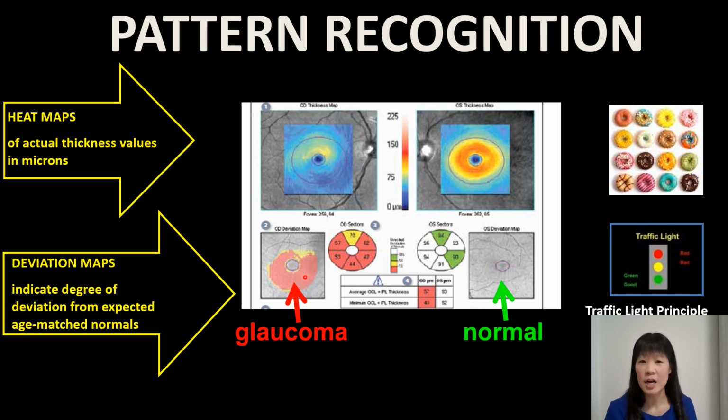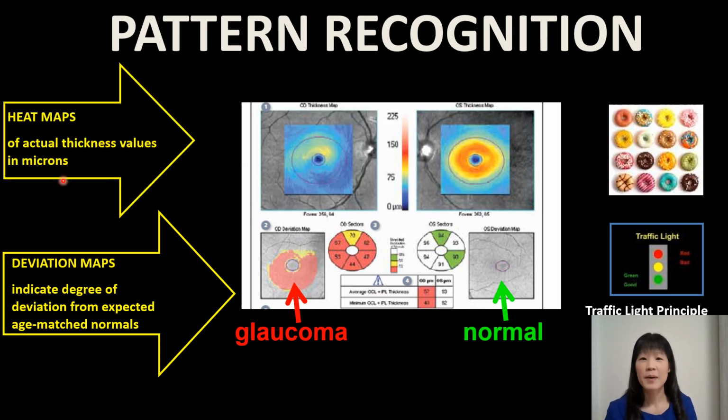The right eye has glaucomatous features because there's thinning of the ganglion cell region, and therefore we see red. Red, like a traffic light, is bad, and there's thinning and deviation from age-matched normals. So if you see color, that means there's a deviation from age-matched normals. The color indicates the degree of deviation from expected age-matched normals. If it's red, it's more deviated from normal. If it's yellow, it's just a little deviated from normal. And if there are no colors, that means there's no deviation from normal. Your patient probably has a normal macular thickness.